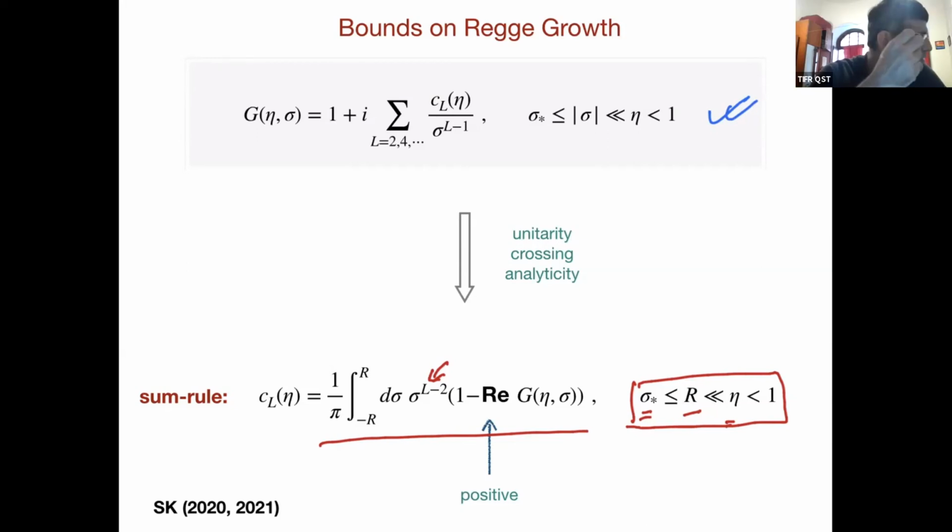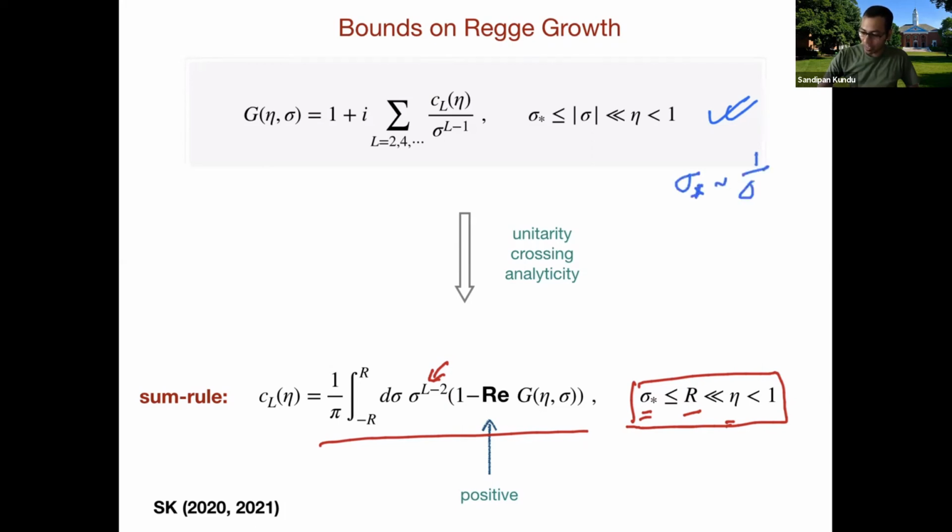Perhaps sigma ranges from 0 to infinity. 0 to 1 in this case. 0 to 1. Okay, so how do we know that sigma star is not equal to 1? Sigma star, actually, I can tell you how it should scale. In the CFT language, it's the gap scale squared.